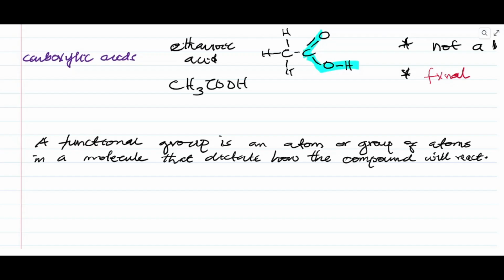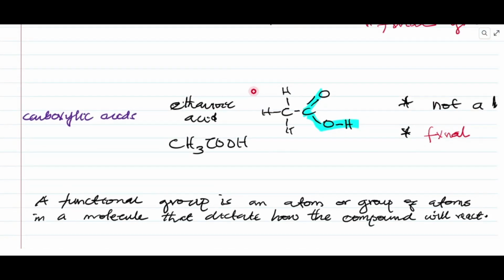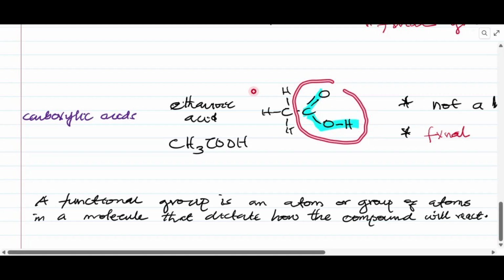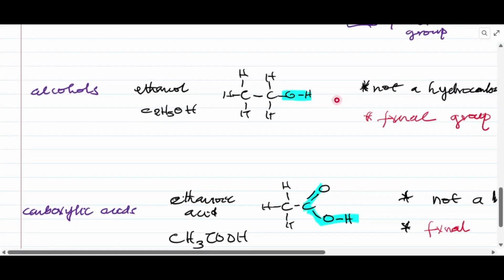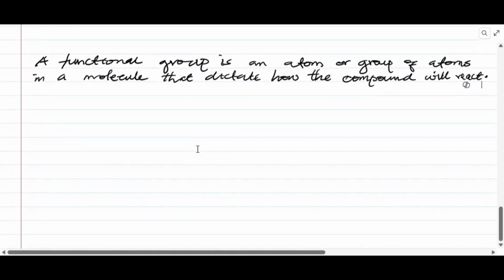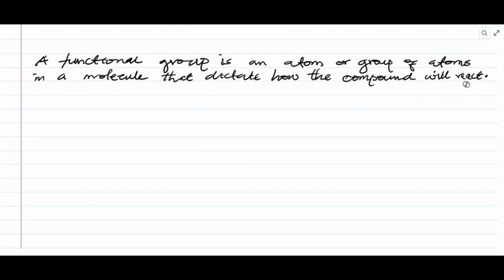So functional group can be just an atom or group of atoms. So when we say group of atoms, you can see it in the case of carboxylic acid. These are the group of atoms that make this one a carboxylic acid. The C, the O, and this H. So that is the group of atoms that makes the functional group. For the ethanol, these are the group of atoms, O and this H. So it can be an atom, it can also be group of atoms that determine how a compound will react.